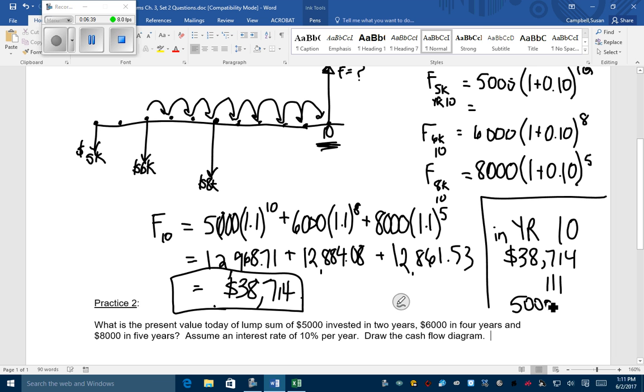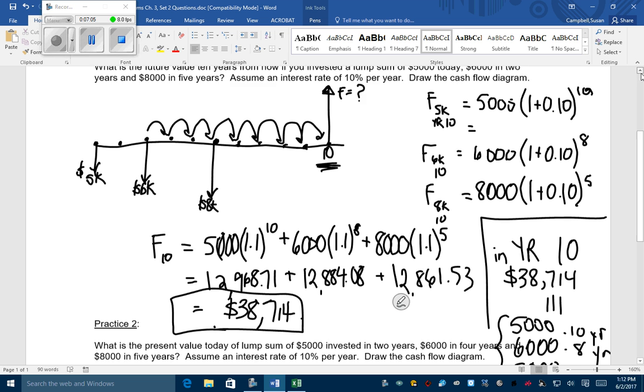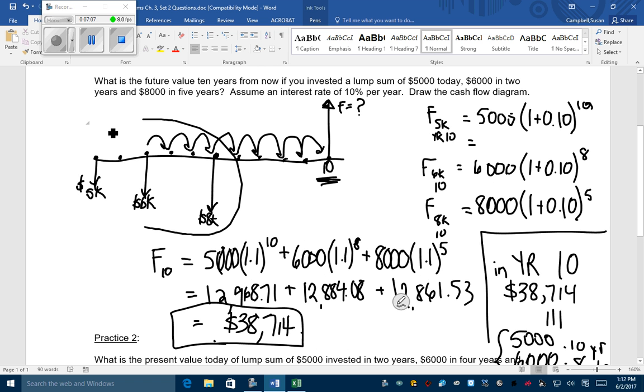5,000 10 years before, 6,000 8 years before, and 8,000 5 years before. So these cash flows now, year 2 and year 5, are equivalent to a future value in year 10 of 38.7 thousand.